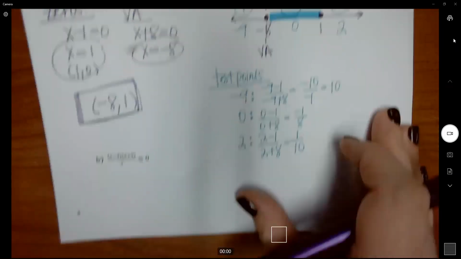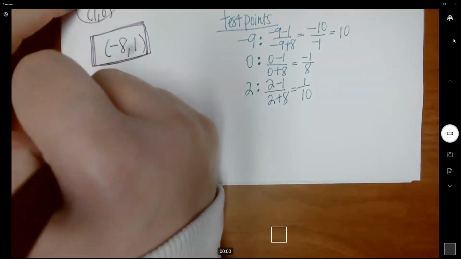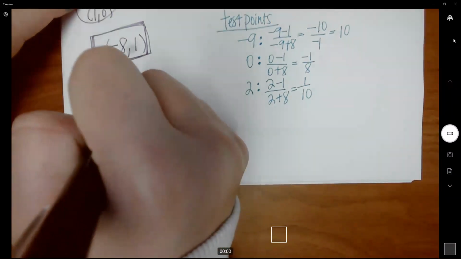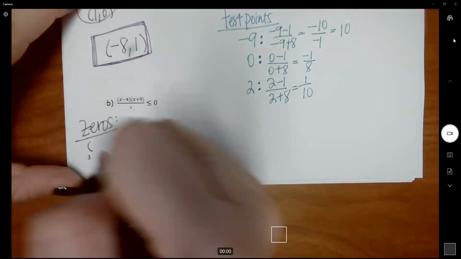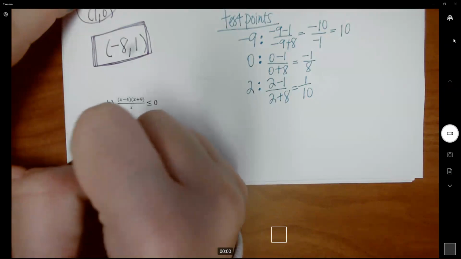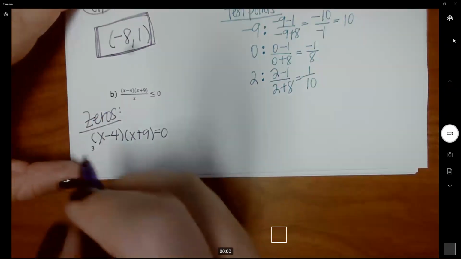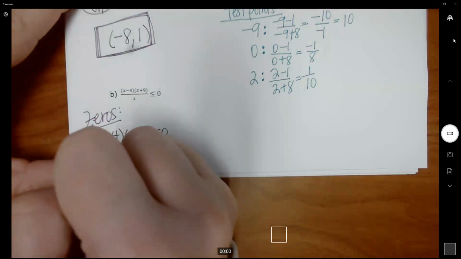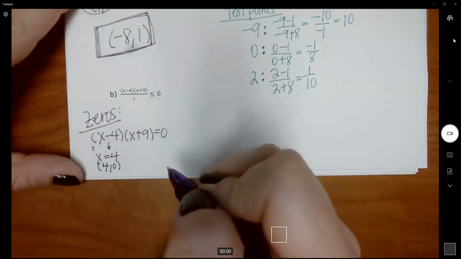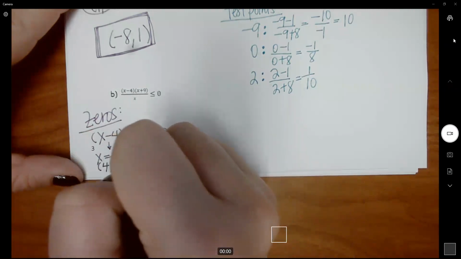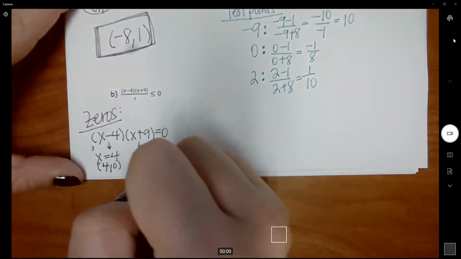Exact same thing here on B. We start off by finding our zeros. And you find your zeros by taking the top and setting it equal to 0. Well, this one tells me that x equals 4, so that's my ordered pair of 4, 0. And this one here tells me that x equals -9, which is -9, 0.